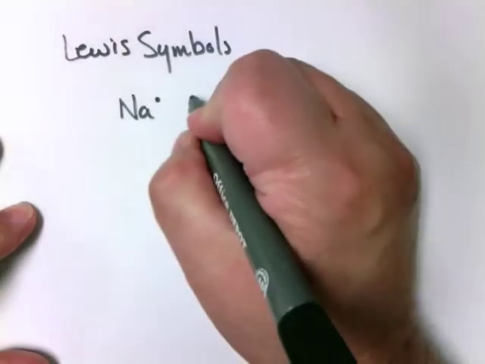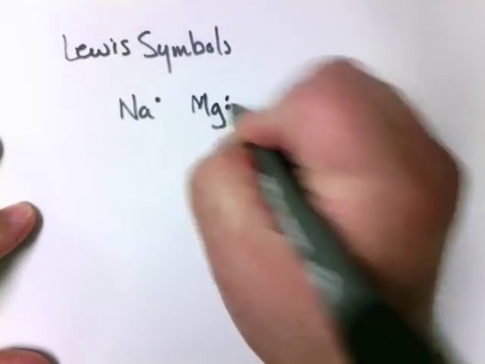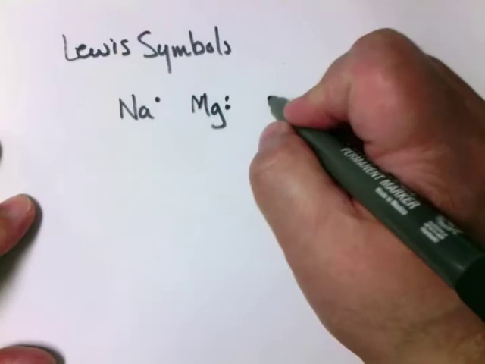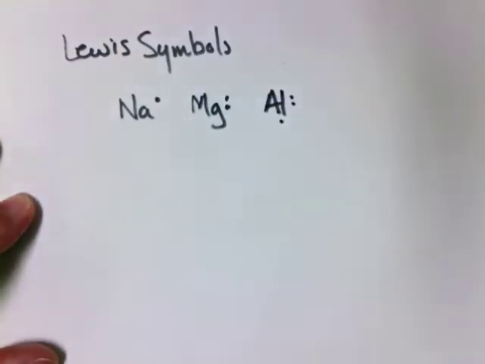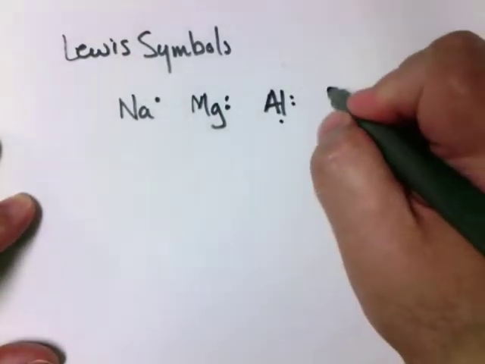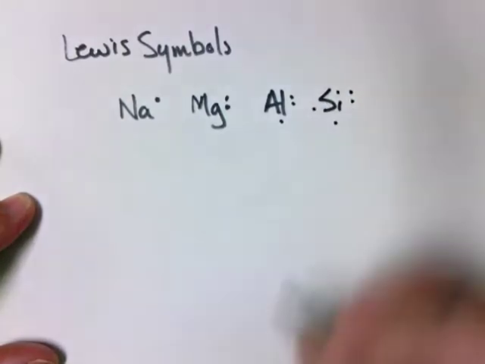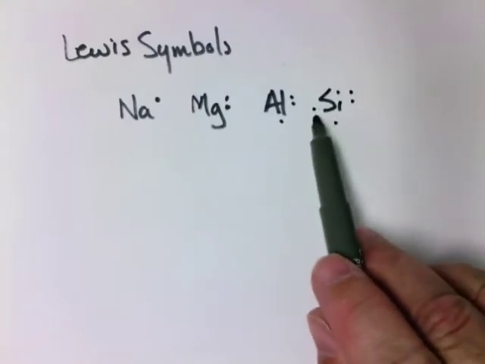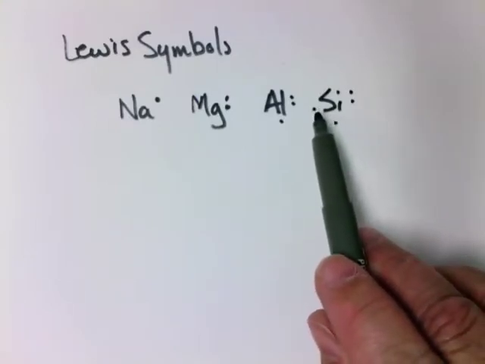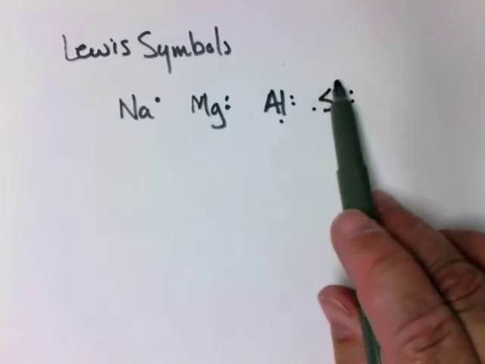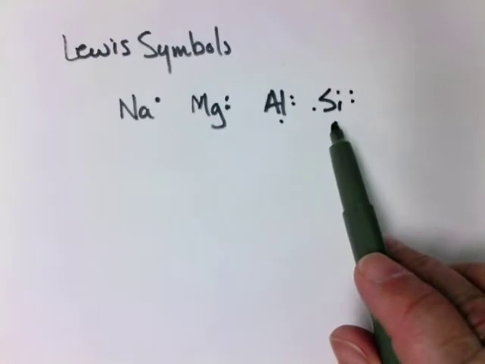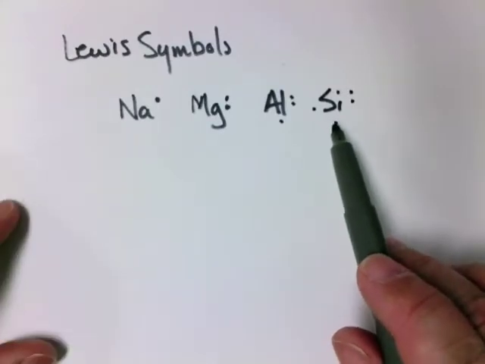Magnesium would have two dots, representing the two electrons in its outermost s subshell. Aluminum, 3 dots. Silicon, 4 dots. Now you'll notice that we've placed these dots on separate sides of the symbol because each of these 3 sides represent the p orbitals that the electrons go into. And so, following Hund's rule, we want to put 1 electron in each of them.